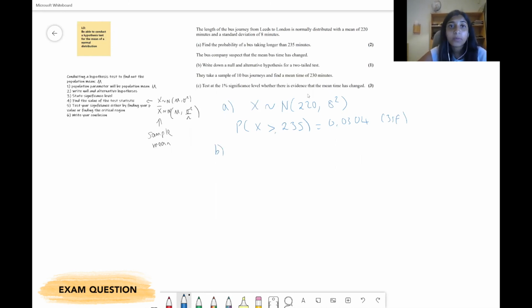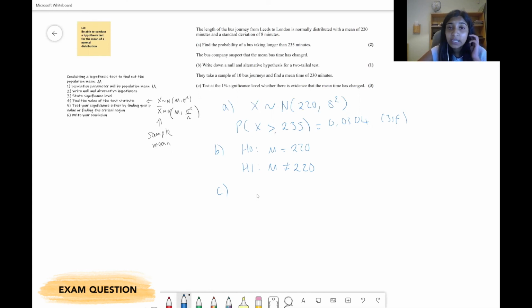Part B now, the bus company suspects that the mean bus time has changed. So you want to write down a null and alternative hypothesis for a two-tailed test. So H0 is just mu equals 220, what they gave us over here. And H1, they've told us it's a two-tailed test, so it's just mu is not equal to 220. Okay, part C, they take a sample of 10 bus journeys and find a mean time of 230 minutes. Test at the 1% significance level whether there is evidence that the mean time has changed.